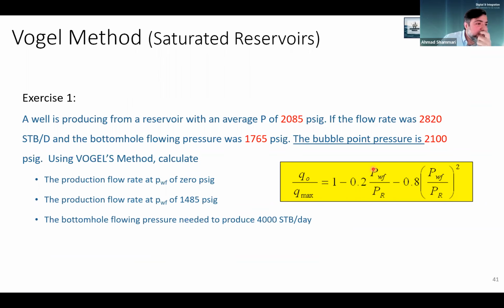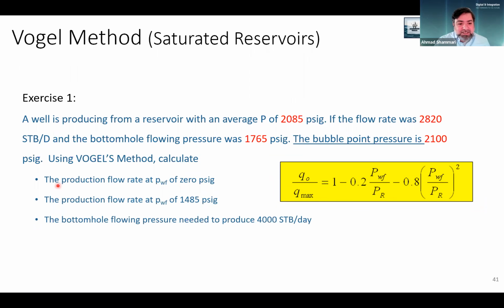Now I want someone to give me a hint. For anybody who said Qmax, correct. So the production flow rate at PWF of 0 is Qmax, and this is the absolute open flow. Now, how do I calculate this value? First, calculate Qmax. Good, Fuad. How do I get Qmax? From current Q. Excellent, Fuad. Thank you.